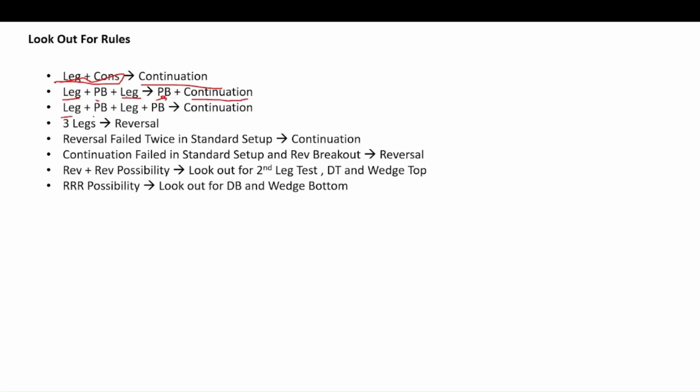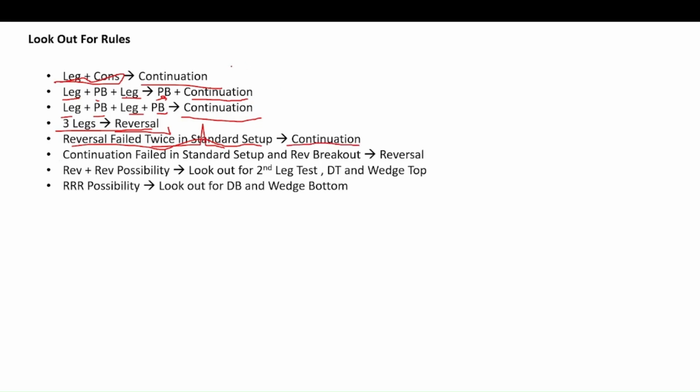So leg 1, pullback, leg 2, pullback happened by 10:50, then you should look for continuation trade. If 3 legs happened, then you can look for reversal trades. It's okay if you are not understanding this now, but when I go through the days and examples, it will all make sense to you. Reversal failed twice in the standard setup. So this is the standard reversal setup. Let's say it failed twice, then in that case you can look for continuation again.